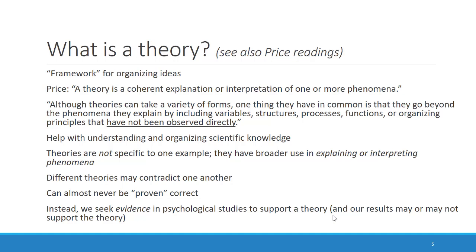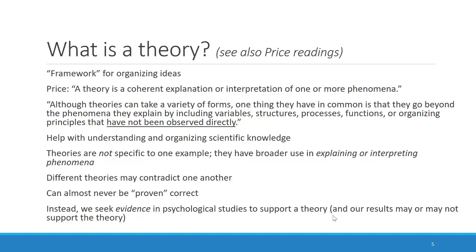Theories can almost never be proven correct. So one common pitfall that I see students making in this class is saying that because they found support for their hypothesis, that they proved their theory correct. This is actually not true. We can never prove that a theory is correct. What we do in research is we seek evidence to support a theory or that doesn't support a theory. And that's just one piece of the puzzle that contributes to our understanding of that theory. But there's not one particular study that could possibly test everything related to a theory and find that it's true or not true.